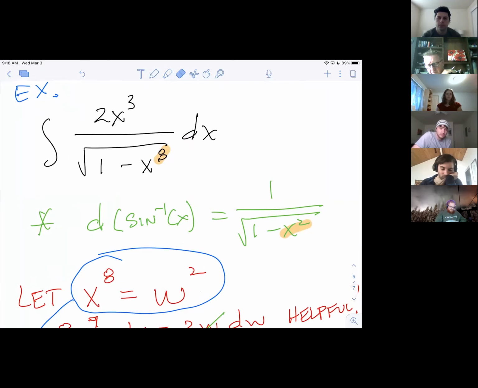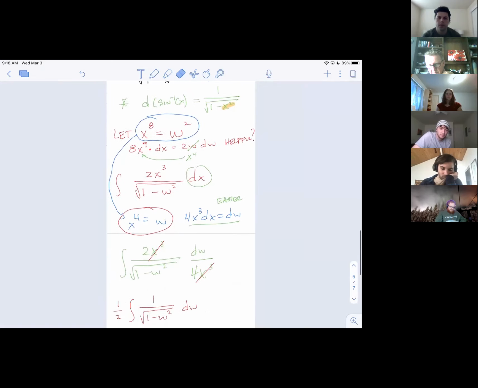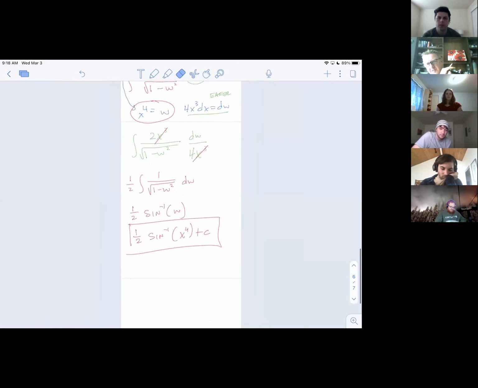But I want this to seem kind of cool to you in the sense that, wow, this is cool, but it's terrifying because it just takes a ton of creativity. You've got to come up with the right substitution. Otherwise it doesn't get easier, it gets harder.